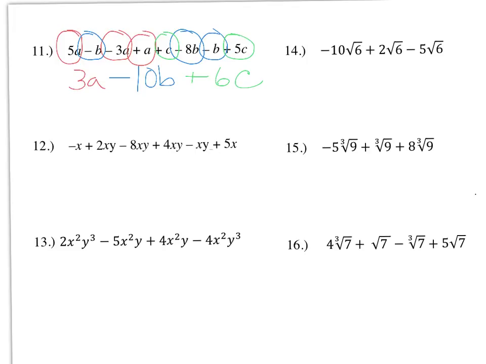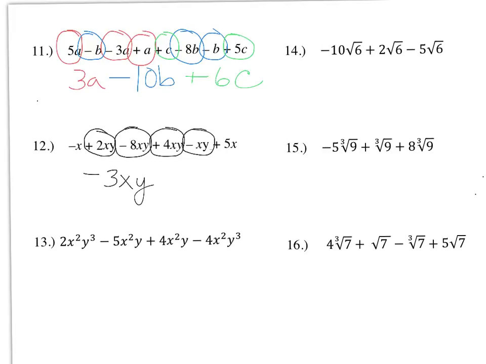Let's go down to number 12. Here we've got some terms that have xy and some terms that have x, and those are unlike terms. Let's start with the xy terms. We have 2xy, and then we subtract 8xy. That's negative 6xy. Then we add 4 more xy, that'll be negative 2xy, and then we subtract another xy. That should be negative 3xy.